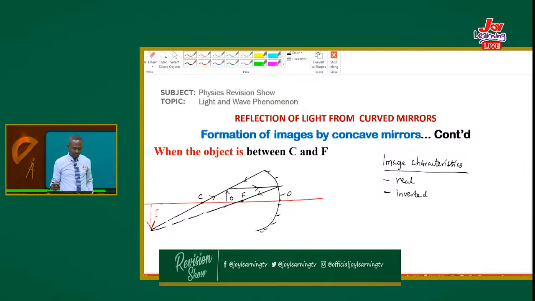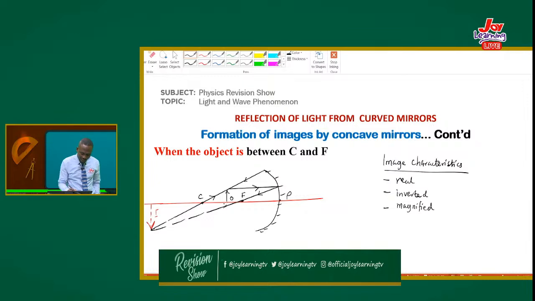We keep writing that. But in this case, look at the size of the object and the size of the image. The image is now bigger than the object. When you have an image that is bigger than the object, we say the image is magnified. So the image is magnified and it's beyond C. So now, what happens in the next diagram?